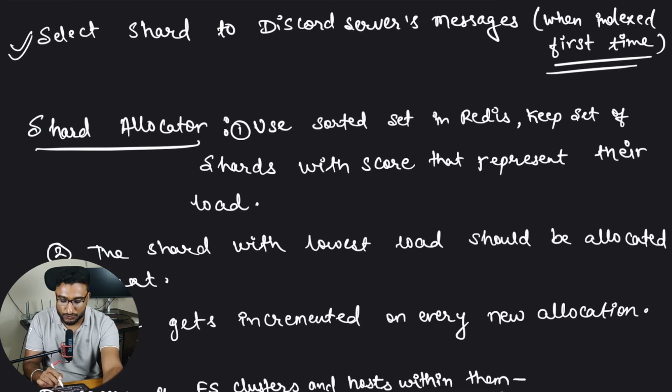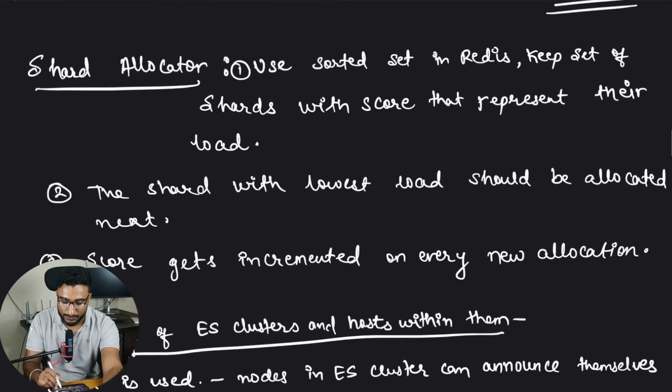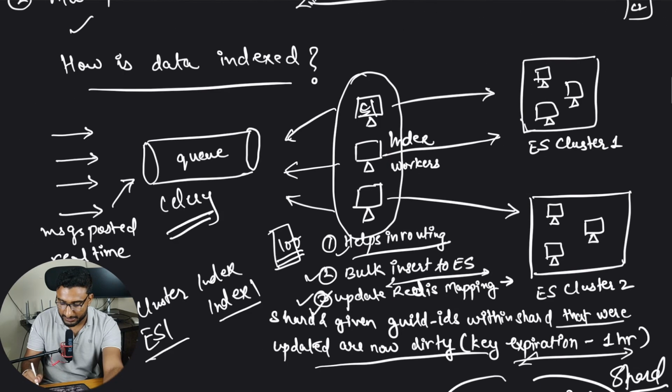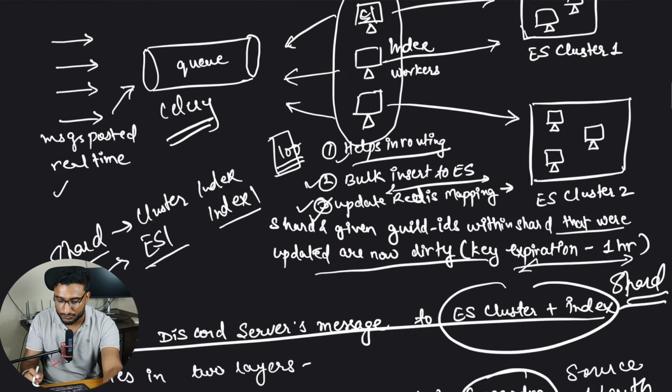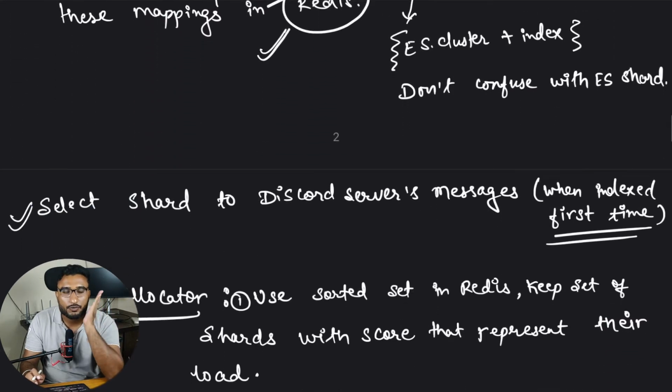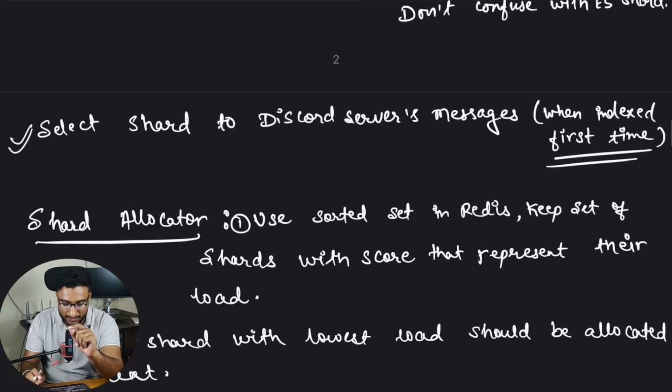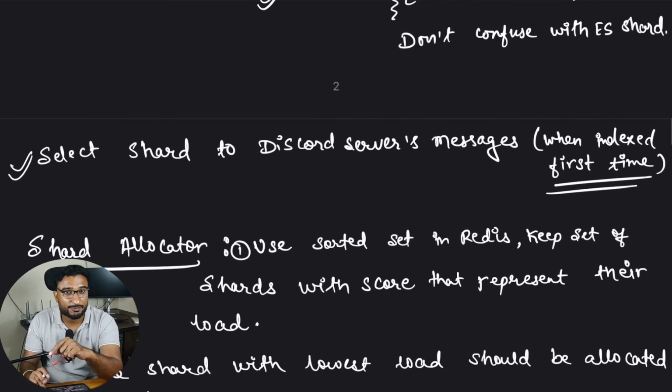Now how will this shard allocator work, this particular routing logic? What you will do is use a sorted set in Redis, keeping a set of shards with a score that represents their load. Let's say you have ES cluster 1 and ES cluster 2. Now you have to figure out which particular ES cluster the data has to be written to and which particular index. You are determining that on the basis of load.